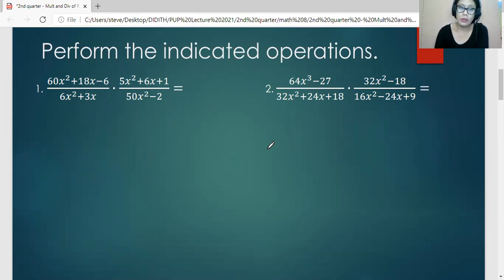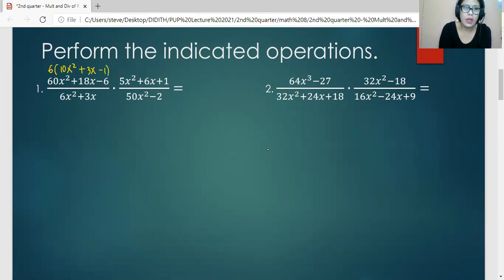Now, for the first numerator, it's a quadratic trinomial, but it's easier for us to find the binomial factors if we first move out the common monomial factor. And that common monomial factor is 6. And then we will divide each of these terms by 6. So this becomes 10x squared. And then 18x when divided by 6 will become 3x. And then negative 6 divided by 6 is negative 1.